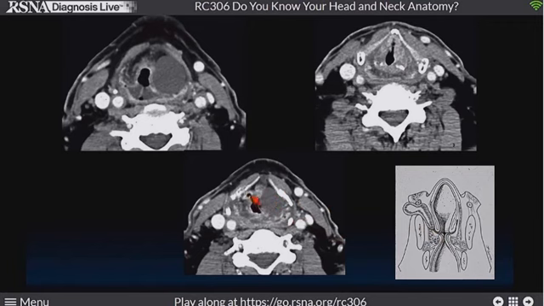Here, because of the radiation, this little ventricular appendix shows up just a little bit better with a little bit of air, and actually you did pretty well with that.